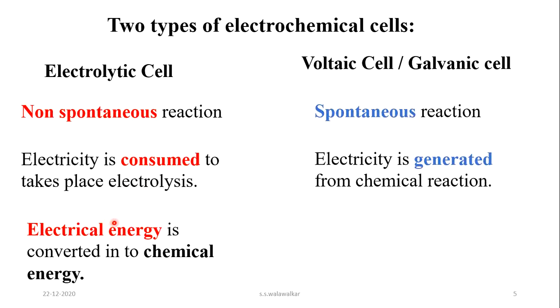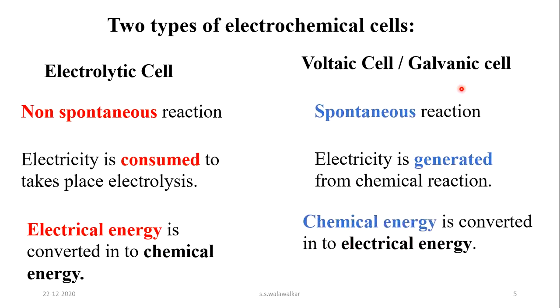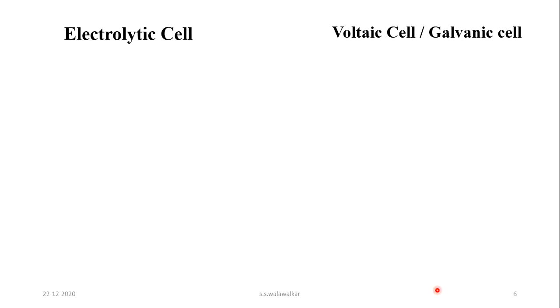As electricity is required for the chemical reaction to take place, electric energy is converted into chemical energy. But in the case of a galvanic cell, chemical energy is converted into electrical energy. This means a chemical reaction produces electrical energy, so electricity is generated from a chemical reaction in a galvanic cell.